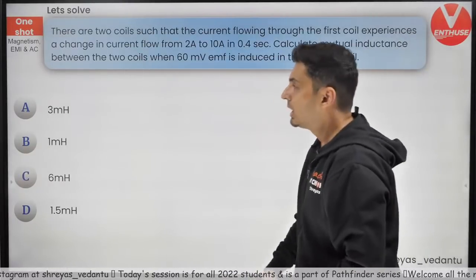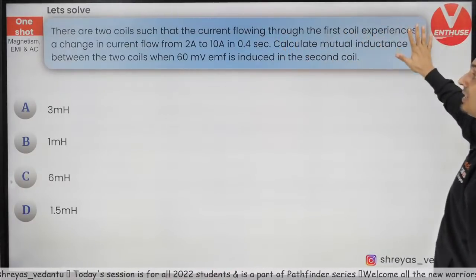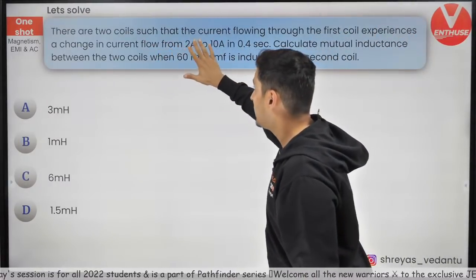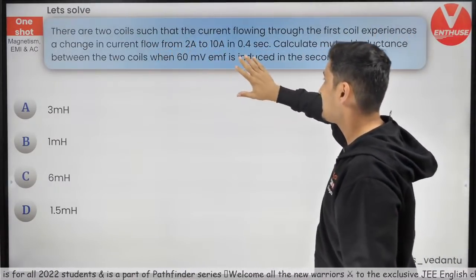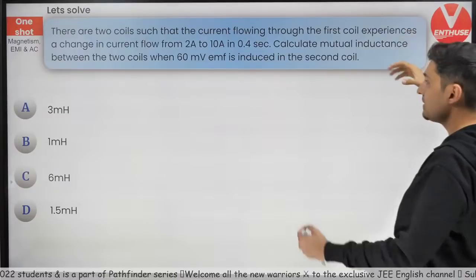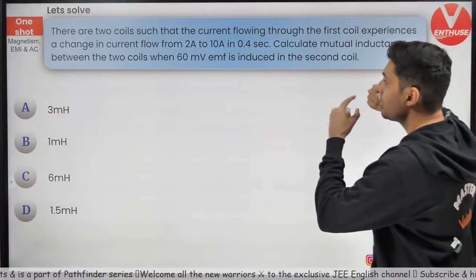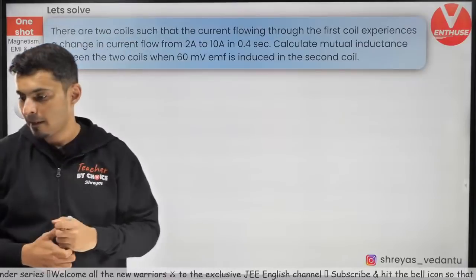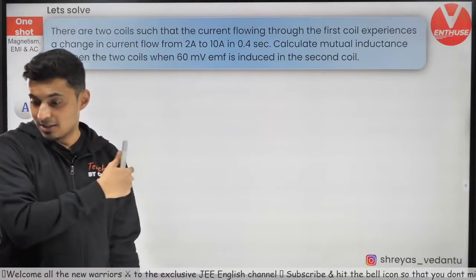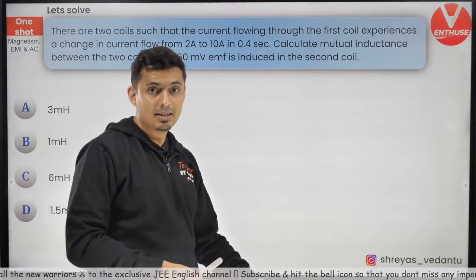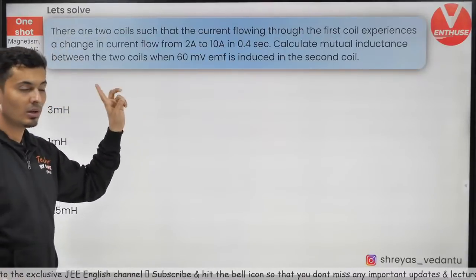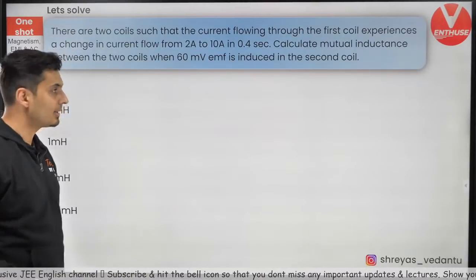There are two coils such that the current flowing through the first coil changes from 2 amperes to 10 amperes in 0.4 seconds. How much is the mutual inductance between the coils when the EMF induced is 60 millivolts? Okay, so that's what I gave, Archana. I just gave you the formula for self-inductance previously, and the mutual inductance formula had N1, N2. For L, it is just N squared, that's all.